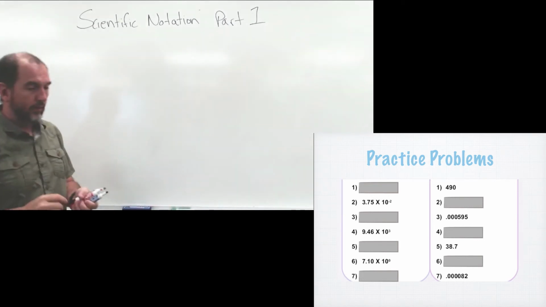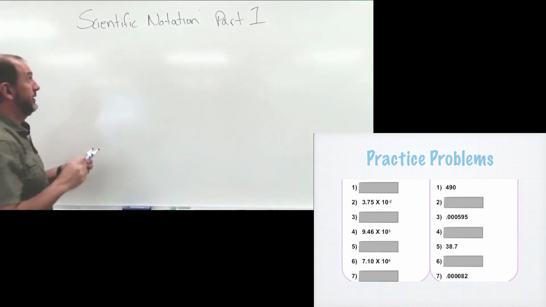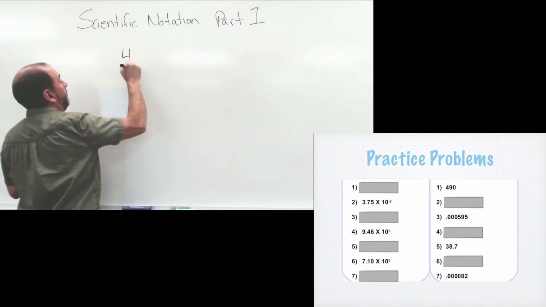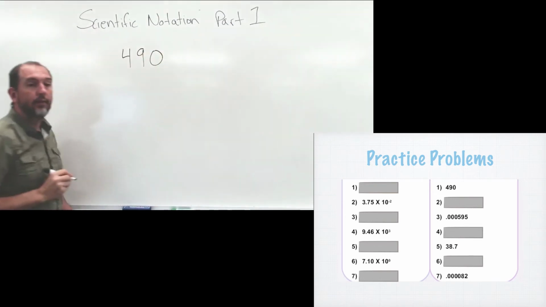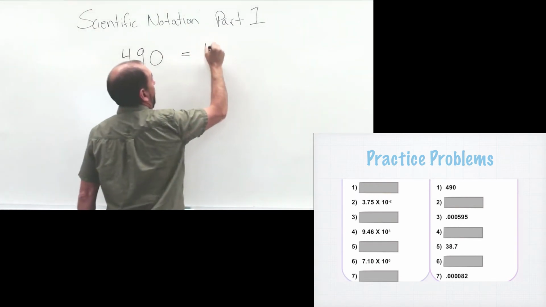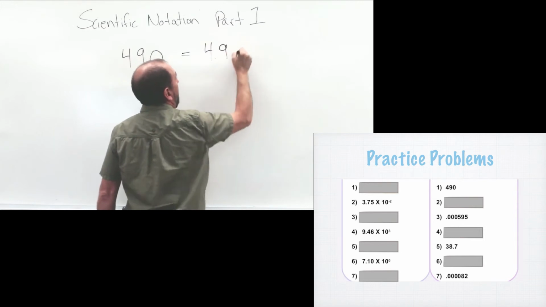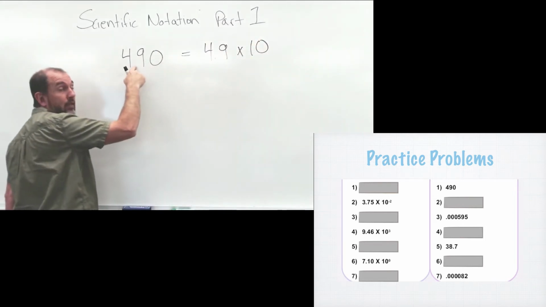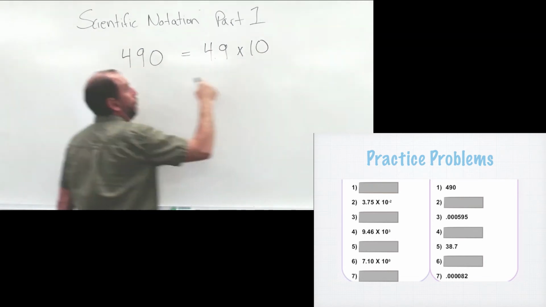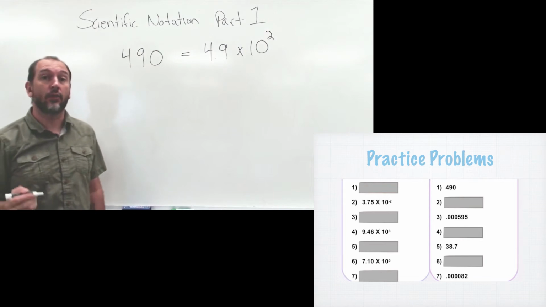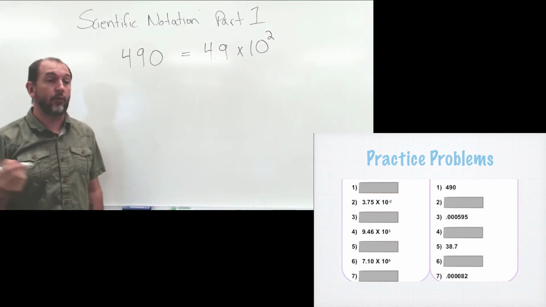Okay, so first one, the number is 490. I wanted to write that in scientific notation. The number between 1 and 10 would be 4.9 times 10. 2 places I would have to move that, so that would be 4.9 times 10 to the 2nd, and that would be positive because it's a number greater than 1. It's greater than 10.